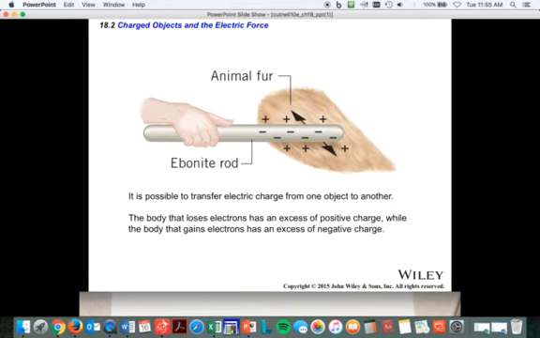Now, when we charge objects, let's go and look at a charging video.